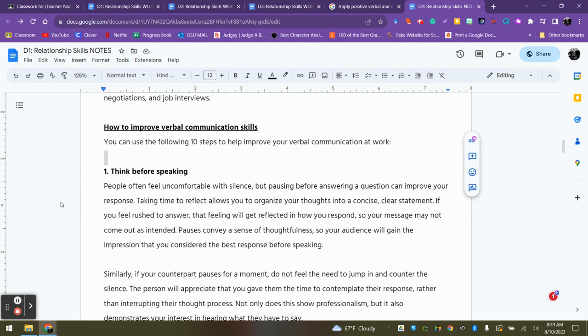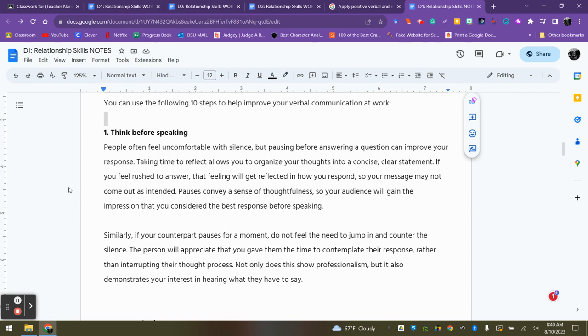How to improve verbal communication skills. You can use the following 10 steps to improve your verbal communication at work. Number one, think before speaking. People often feel uncomfortable with silence, but pausing before answering a question can improve your response. Taking time to reflect allows you to organize your thoughts into a concise, clear statement. If you feel rushed to answer, that feeling will get reflected in how you respond, so your message may not come out as intended.